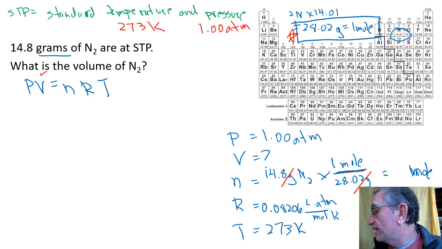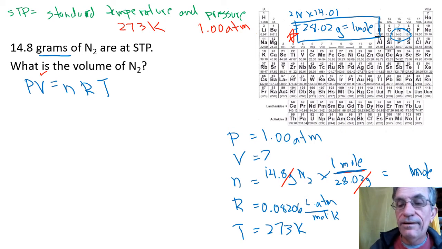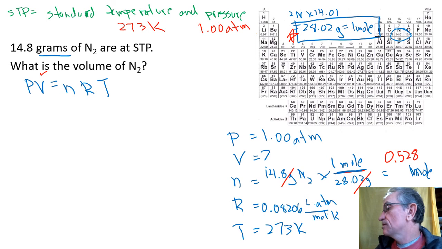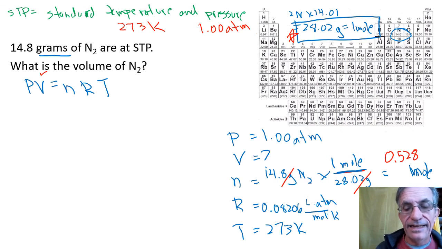Let me check my notes. We have 0.528 moles of nitrogen. Is that what I got? Yes, 0.528. All right, so with that, now we're in business. We've got 4 out of the 5 things. We're just solving for the last one. We're solving for V. So let's plug in our pressure.